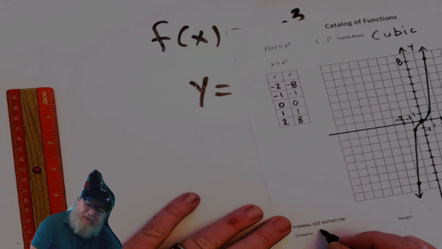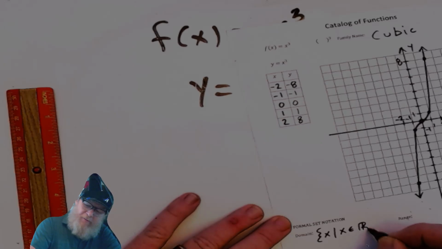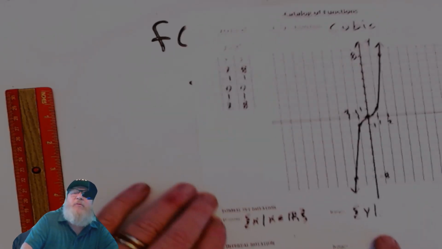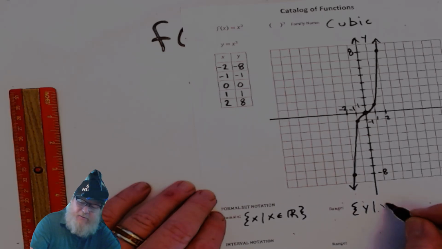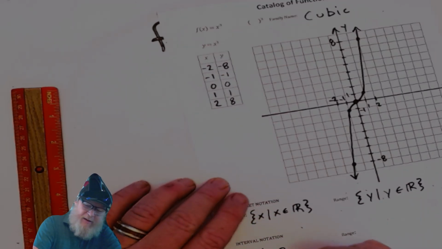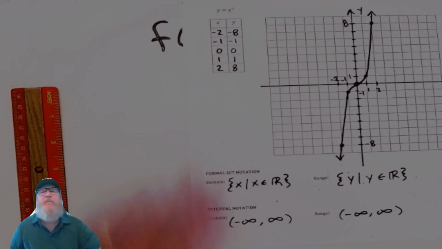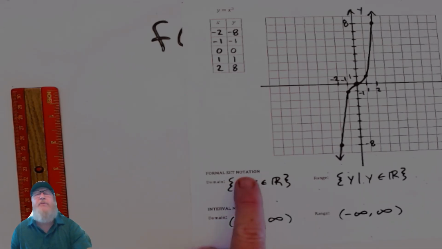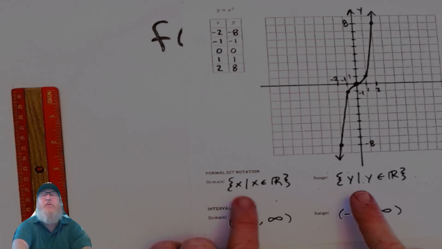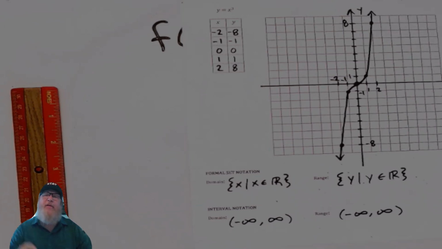This is a free answer. You've heard of me giving free answers before. All four answers are the same. You do have to be careful with the range. In formal set notation, you got to use y. But all of these answers are the same. They are all real numbers. All real numbers, all real numbers, all real numbers, all real numbers. And the only difference is in the formal set notation, domain and range have to have the appropriate letter. So domain is x, range is y. There you go. There's your free answer.